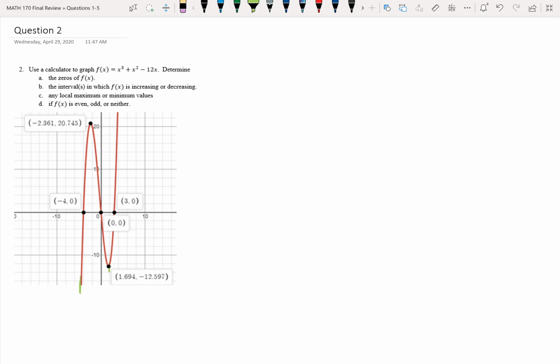So once you graph this function, you're looking for the points to find the zeros. You're looking for the points where the function crosses the x-axis. And so our zeros are at those points. So that happens here at (-4, 0), (0, 0), and (3, 0).